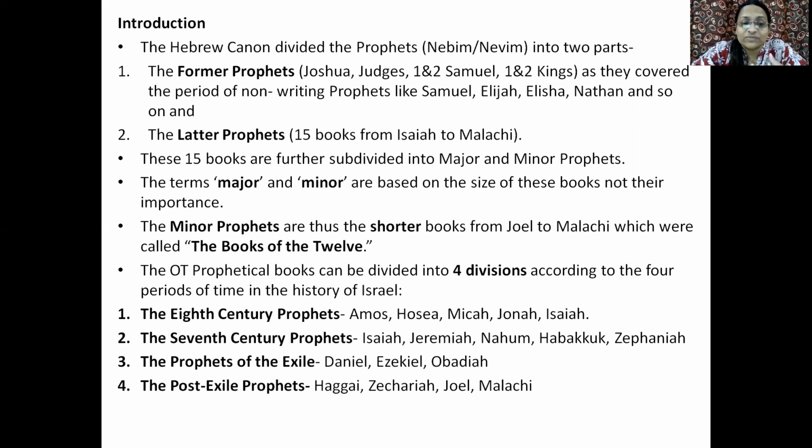The prophets of the 8th century are Amos, Hosea, Micah, Jonah, and Isaiah. The prophets of the 7th century are Isaiah, Jeremiah, Nahum, Habakkuk, and Zephaniah. Then we have the prophets of the exile: Daniel, Ezekiel, and Obadiah. Daniel is included because we are following the English version, or the Greek version. And then we have the post-exilic prophets: Haggai, Zechariah, Joel, and Malachi.